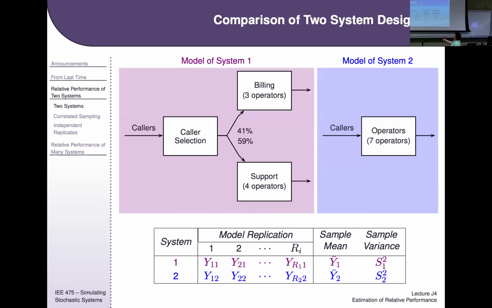It's a call center. People call in, they select whether they want to go to billing or to support. Based on the input modeling, roughly 60% go to tech support and 40% go to billing. Then there are agents that are trained just for billing, and agents trained just for tech support. There are 3 operators here for billing, 4 for support, and we can measure metrics for the callers, like how long did they wait in line? How long did it take them to get out of the call tree? All of those sorts of things.